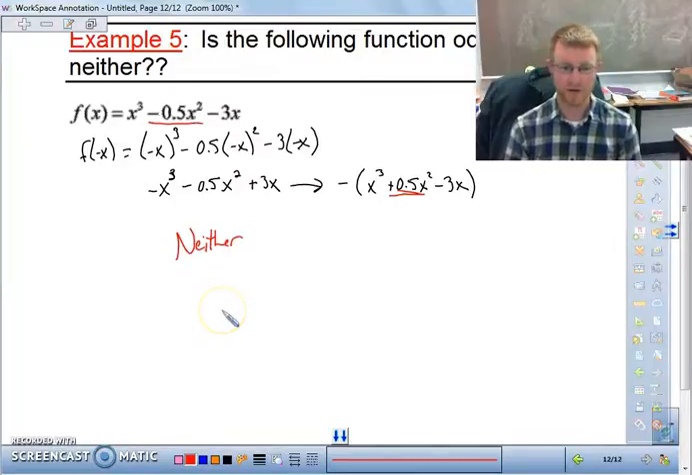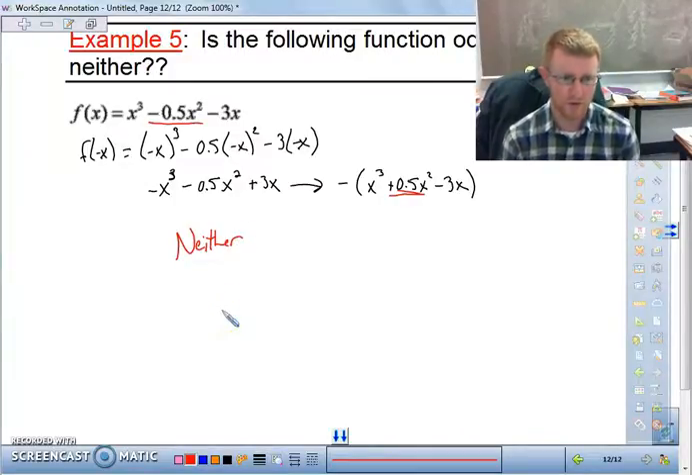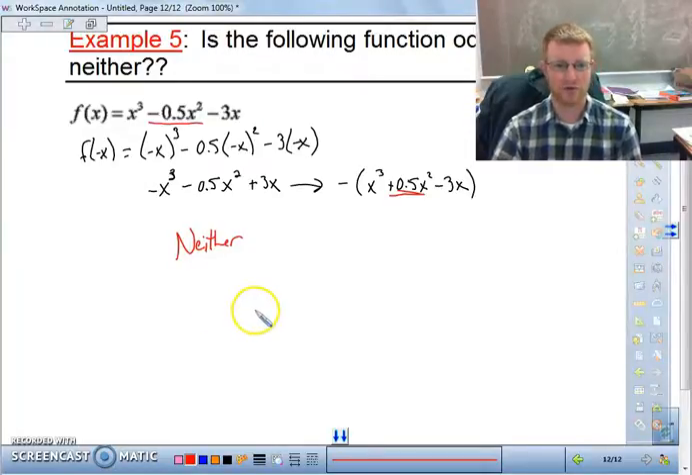So hopefully that makes sense. That's all we're really focused on in this section is the symmetry and the even or odd. So I will see you in class and just bring questions there.